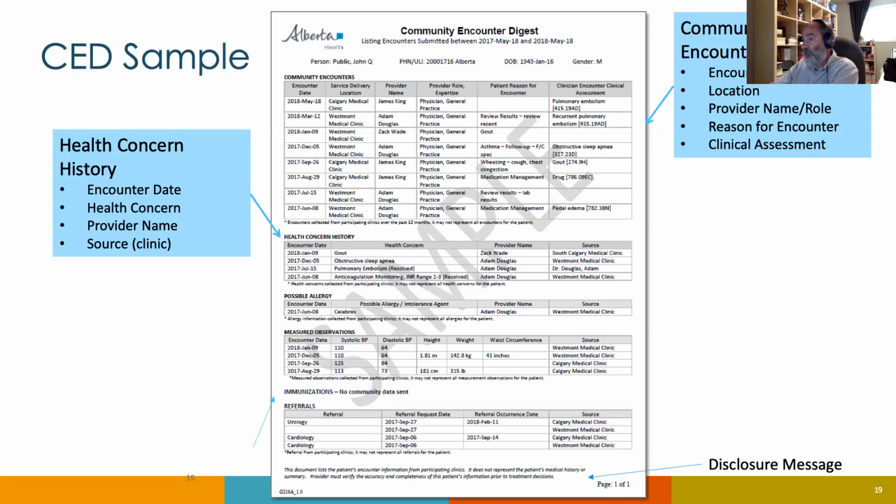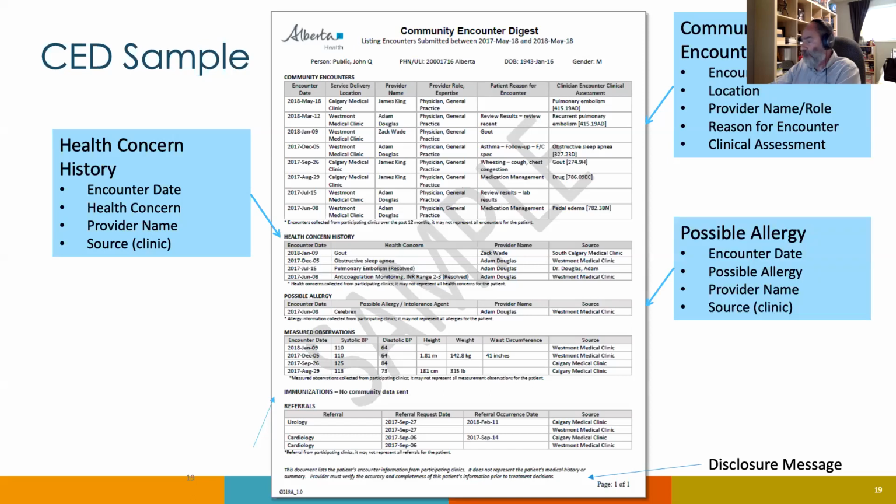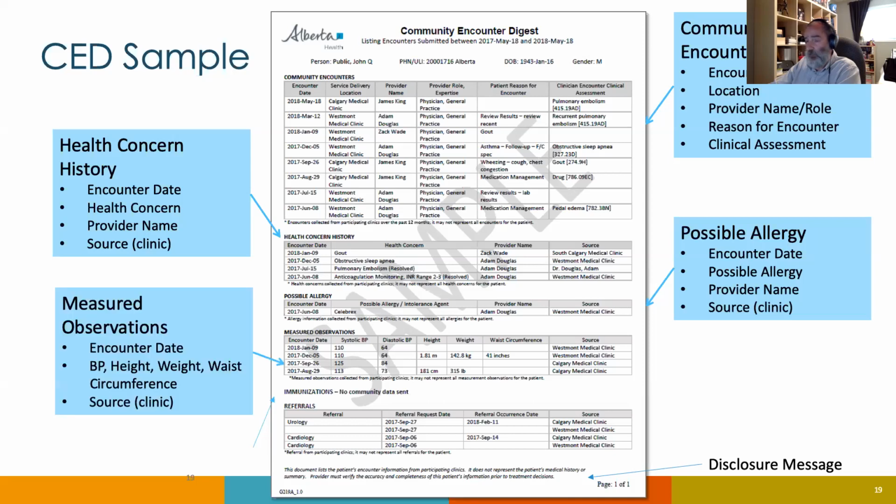And again, date, the health concern, the provider's name, and where it came from. The system will recognize allergies. It only recognizes them as possible allergies. It's not smart enough to know if an allergy has been confirmed or not. But if an allergy is entered in the problem list, or the allergy list, excuse me, it'll show up here in the Community Encounter Digest.